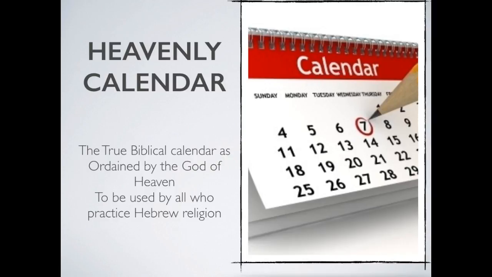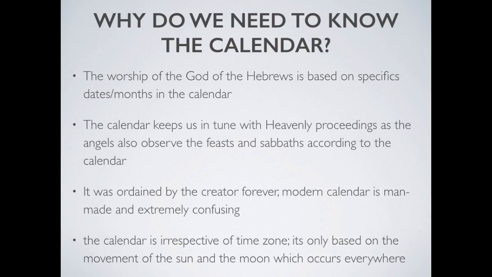Now, why is it important to know this calendar? You see, the worship of the God of the Hebrews, the worship of the God of the Bible, is based on specific dates and months in the calendar. For instance, in the book of Leviticus chapter 23, the Most High told us to offer the feast of unleavened bread. And that feast of unleavened bread was to come a day after the Passover, in the first month.